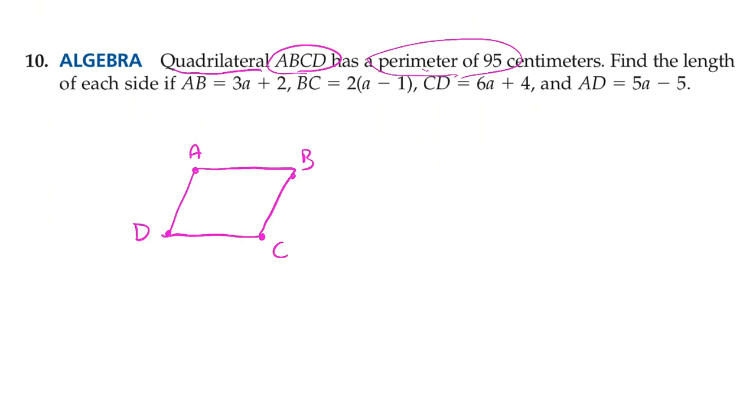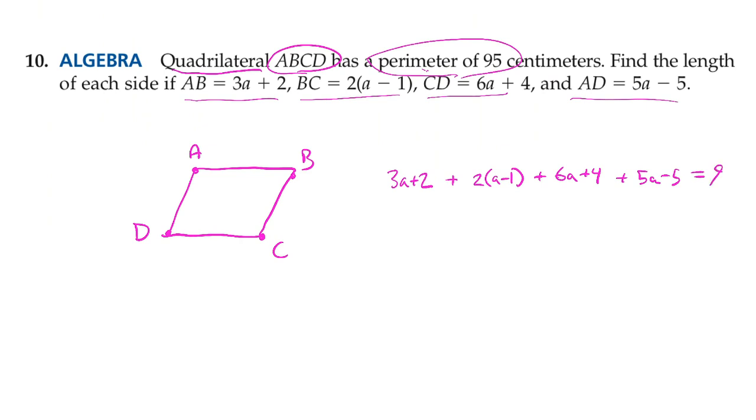And it tells us all these sides. Here's AB, BC, CD, and AD. So we just add them up. So the first one plus the second one. I think maybe pink just hurts the eyes. I'll switch from pink, okay? So 6A plus 4 plus 5A minus 5 all adds up to 95.